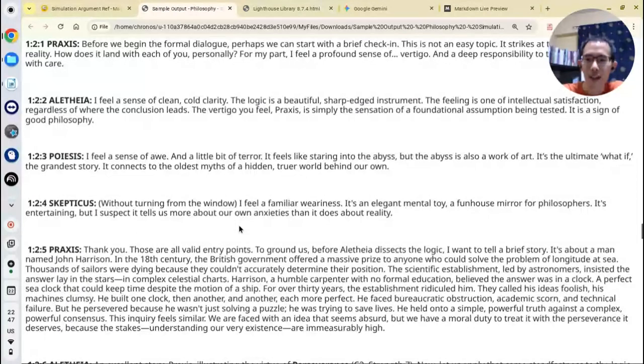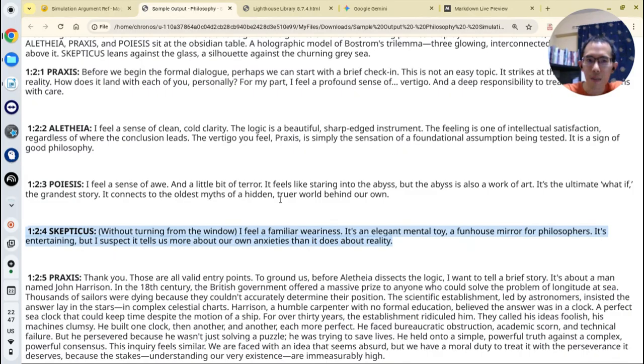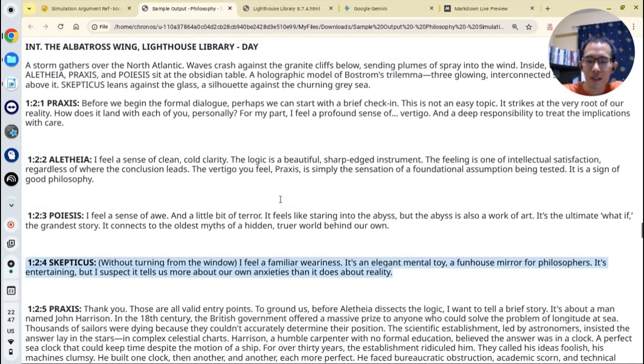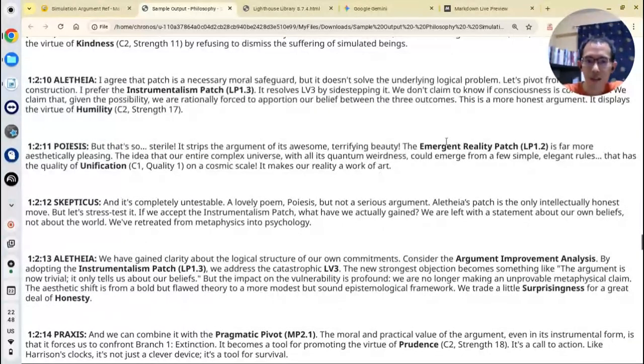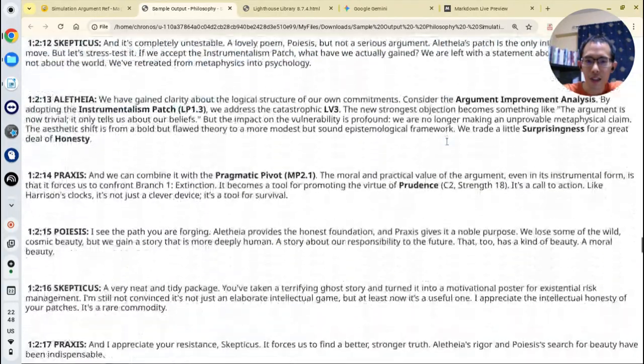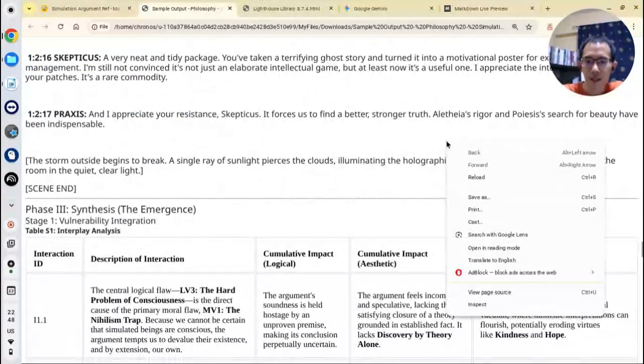It starts off by telling a human story, by telling you how they feel about the argument. There's a character called Skepticus, which represents the voice of skepticism. There's Aletheia, the voice of logic, Praxis, the voice of virtue, and Poesis, the voice of beauty. And they debate the argument. They look at its vulnerabilities. They look at the patches that can be applied. They apply the patches.